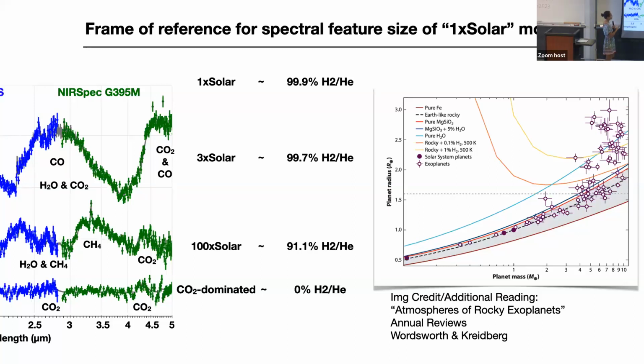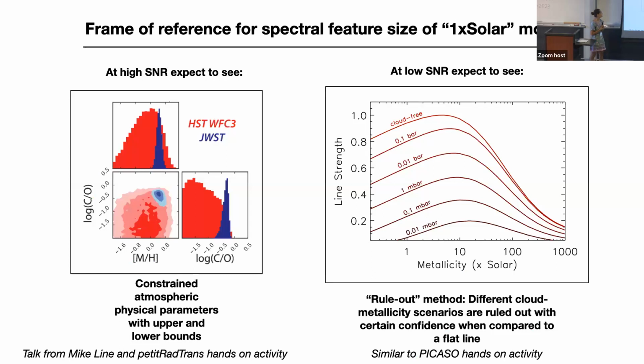So the question is, why are we showing these 1 times solar metallicity models? The answer is, at high SNR, you're able to see all these really nice spectral features. And so you can play around with these really nice Bayesian inference analyses like you did in the hands-on session yesterday from Paul. Also, Mike Line gave a great talk about this. You can get really nicely constrained atmospheric parameters with upper and lower bounds on the parameters you're interested in. But at low SNR, you really don't have that luxury. And so you're left with this rule-out method, where you are trying to determine what metallicity and cloud space you can rule out.